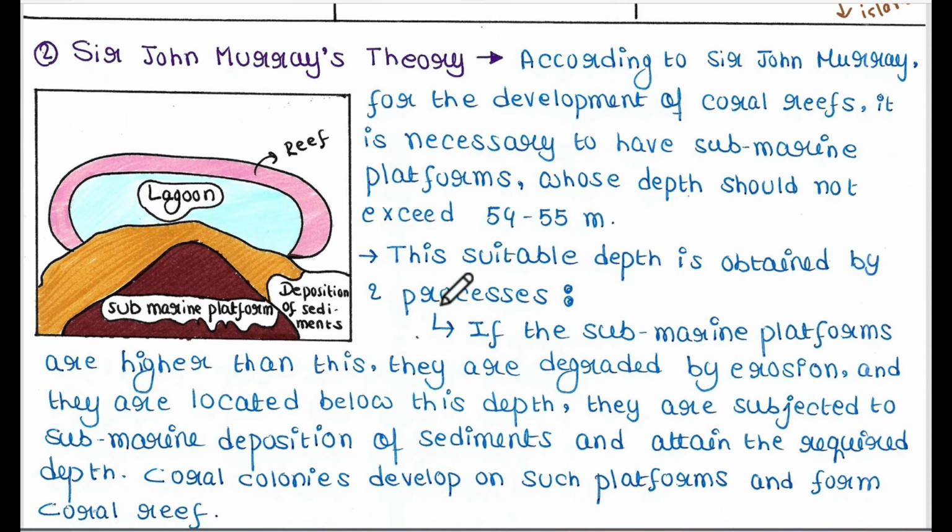Second theory, Sir John Murray's theory. According to Sir John Murray, for the development of coral reefs, it is necessary to have submarine platforms whose depth should not exceed 54 to 55 meters. This suitable depth is obtained by two processes. If the submarine platforms are higher than this, they are degraded by erosion, and if they are located below this depth, they are subjected to submarine deposition of sediments and attain the required depth.